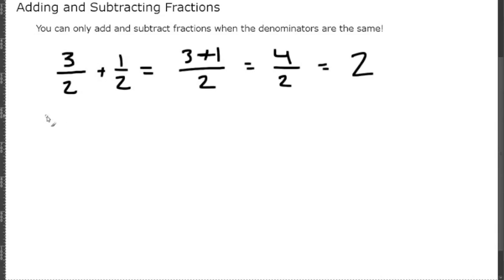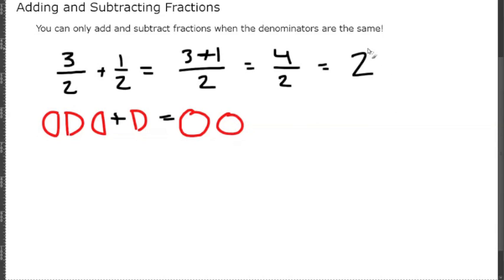Visually, if you have 3 halves, we'll just draw a picture. So here's 1/2 of a circle, here's 2 halves of a circle, and here's another half of a circle. So that's 3 halves right there, and then we're going to add another half. You can see that that is just simply 2 full circles. Or in our case, the number 2.